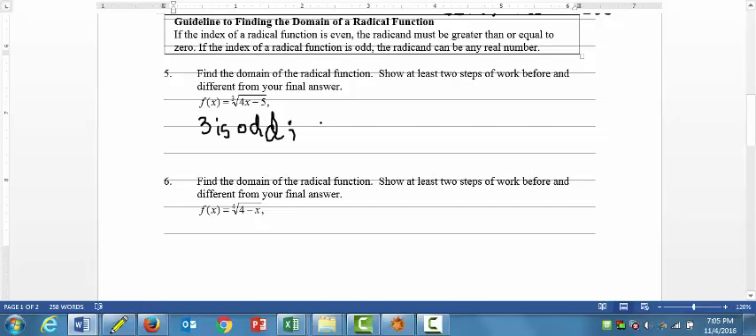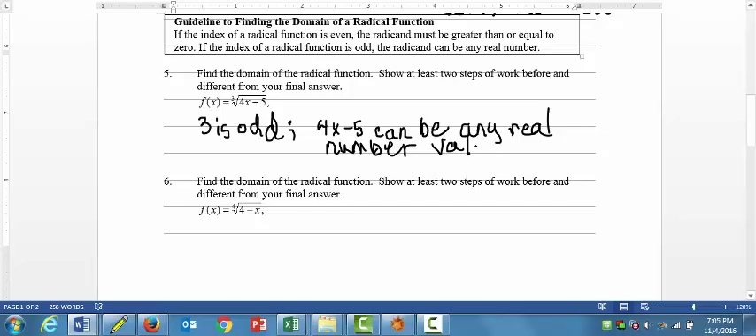And that basically means 4x minus 5 can be any real number value. So therefore my domain is all real numbers. And I'm going to give that as an interval.